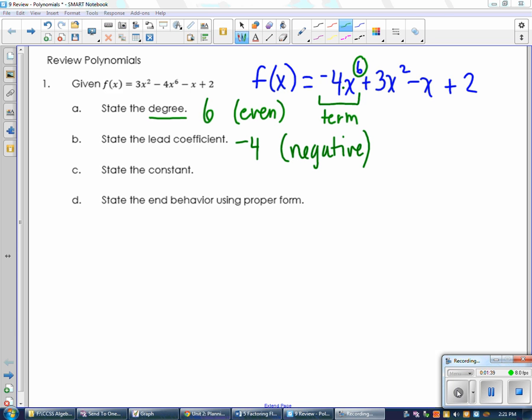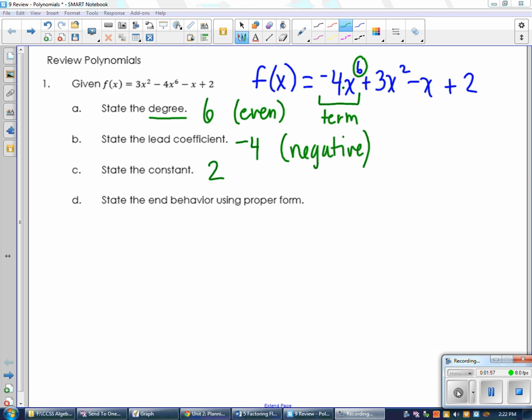The constant. Remember, we've got variables and constants. Variables obviously vary. If you enter different numbers into the variable, it's going to change the value of the quantity. But a constant will not change. That means it can't have a variable next to it. So in my equation, 2 is the constant.